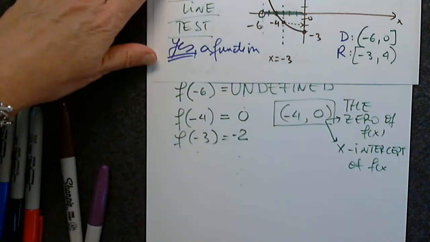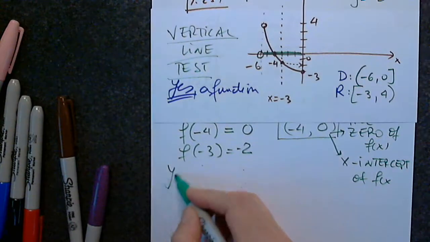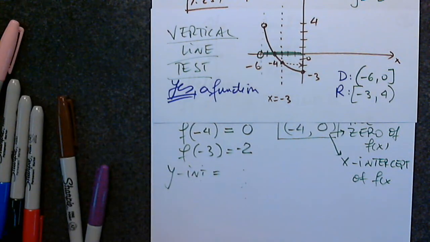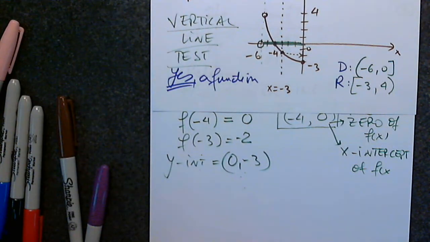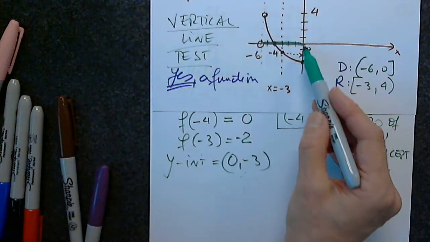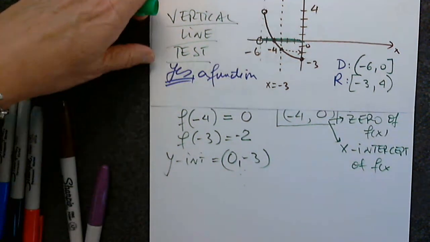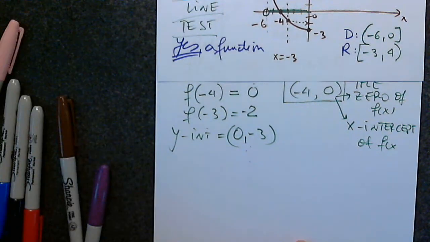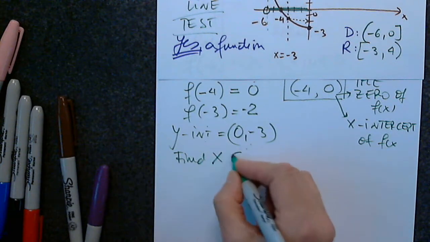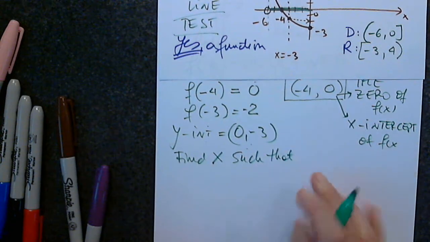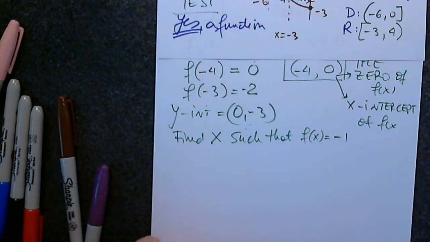Very good. What if I ask you now to find the y-intercept from the graph? What is the y-intercept? Zero. Do you all agree with 0, -3 as the y-intercept from the graph? 0 for x, -3 for y. Yes? One more question now. I would like you to find x such that f of x is -1.